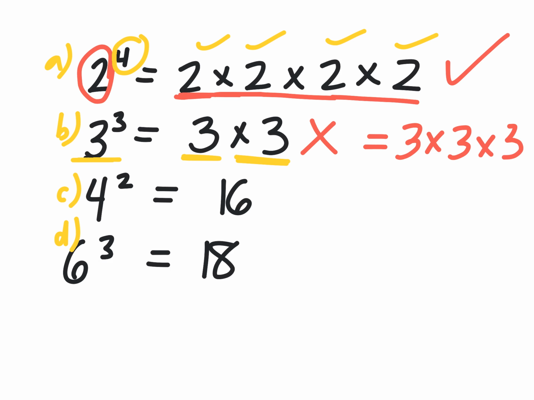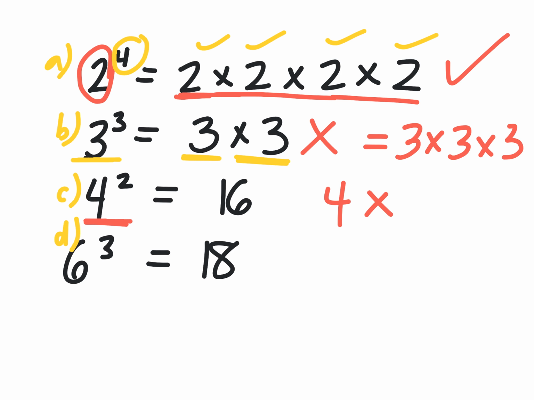It says 4 to the power of 2 is equal to 16. Is that true? How would you write 4 to the power of 2 with repeated multiplication? What is 4 to the power of 2? What is that equal to? Repeated multiplication. 4 times 2. No, not 4 times 2. We're writing the number 4. How many times are you multiplying it?